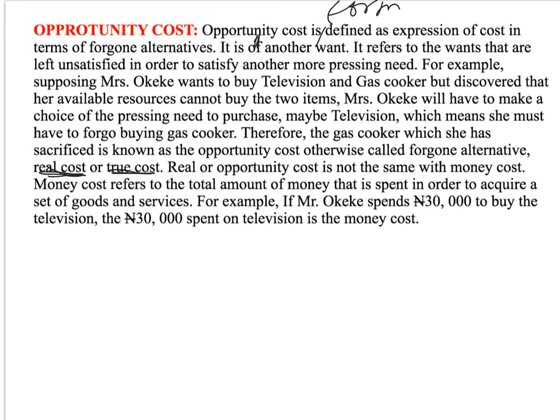Real opportunity cost is not the same thing with the money cost. The money cost is the total amount of money she spent in buying the television. For example, probably she bought the television for 30,000 naira. The 30,000 naira she spent buying the television is the money cost of the television, while the gas cooker she didn't buy because she wants to satisfy the need of buying the television is the true cost, or the real cost, or the foregone alternative, or the opportunity cost.